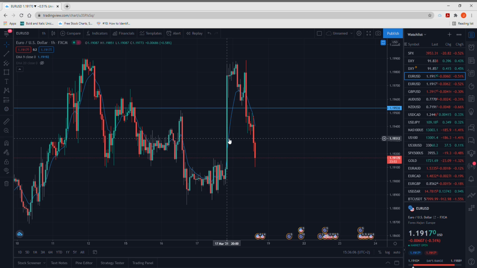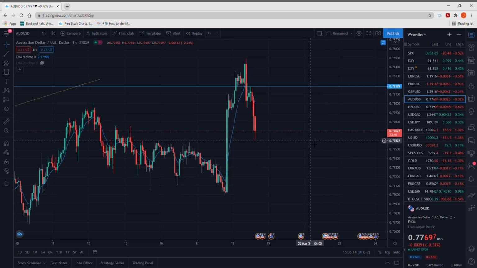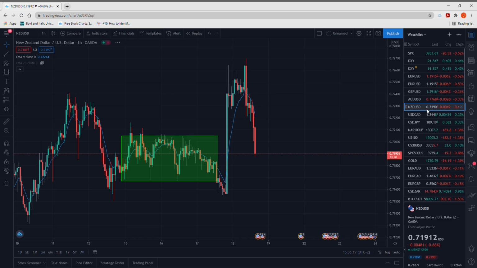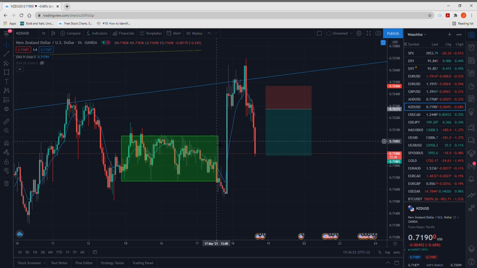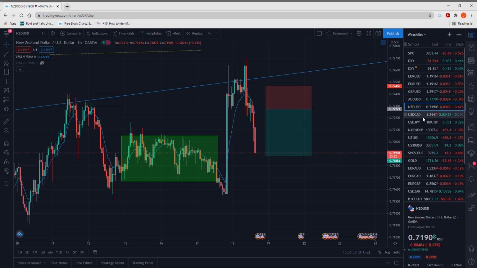So then we move on to the AUDUSD. Obviously that did the same. Now I just want to take you to NZD. That was my trade. So guys, this was a trade exactly as predicted. The reason being is we saw the EURUSD form a very good sell opportunity, so we looked at AUD and NZDUSD, and then we took trades on those.